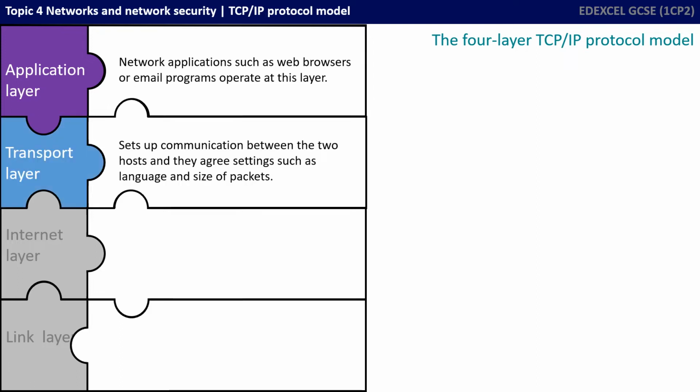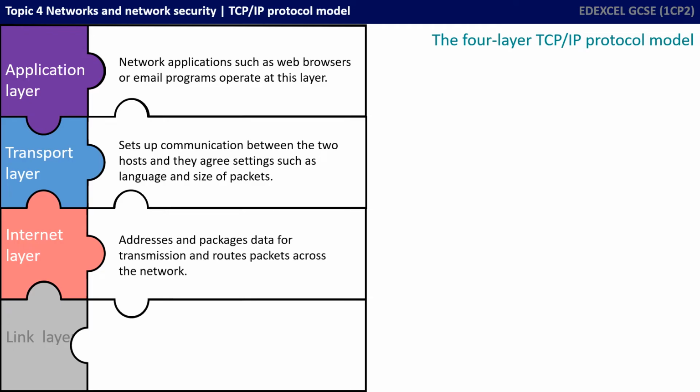The information would then get passed down to the transport layer. This layer is responsible for setting up communication between the two hosts, and they agree settings such as the language and the size of various packets. This then gets passed down to the next layer, which is known as the internet layer. Here we address the packets and data for transmission, and we route the packets across the network.